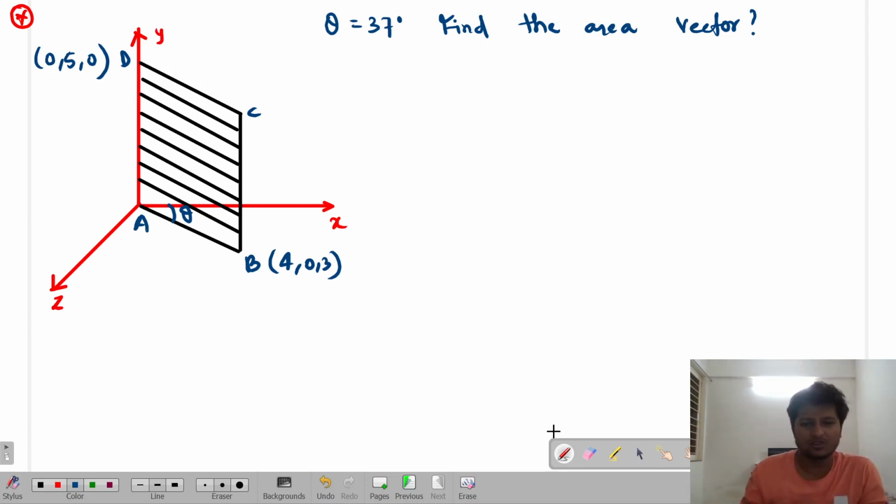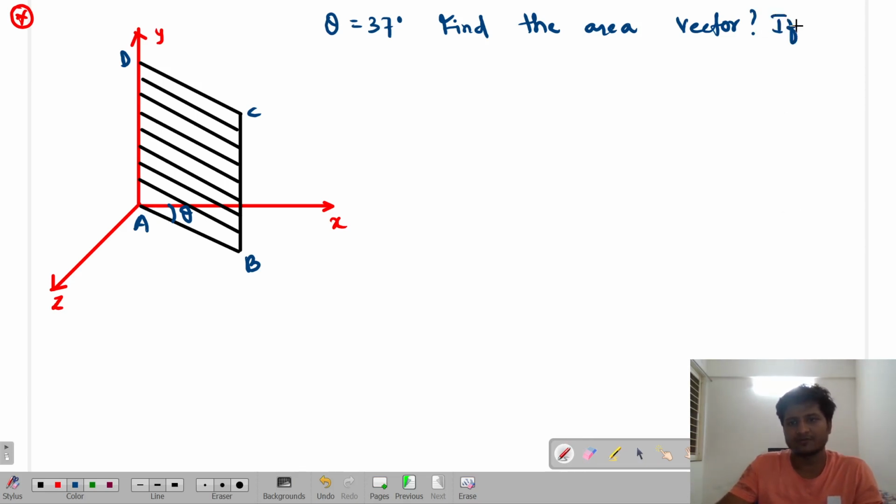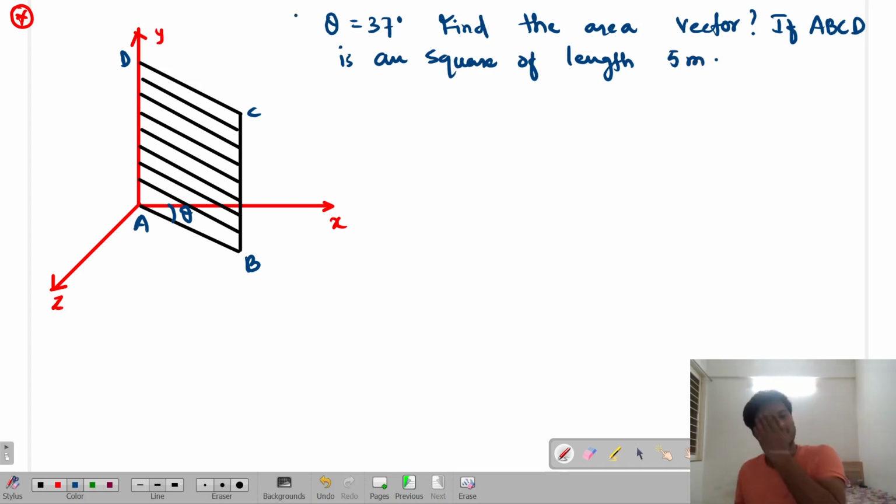Why did I tell you 4 comma 0 comma 3? No, wait. The coordinates are originally not mentioned. What it is saying is: find the area vector if ABCD is a square of length 5 meters. Tell me. Find the area vector if ABCD is a square of length 5 meters. Quickly look, it's very easy. It's very common. You can do it within 2 minutes only.